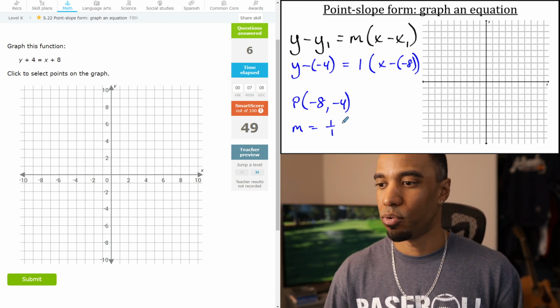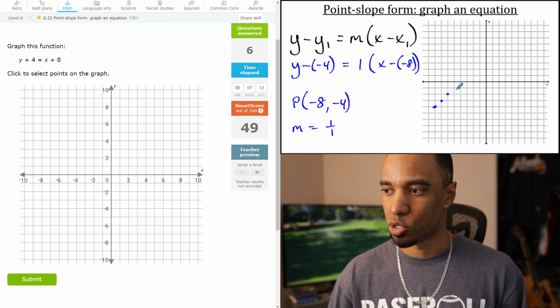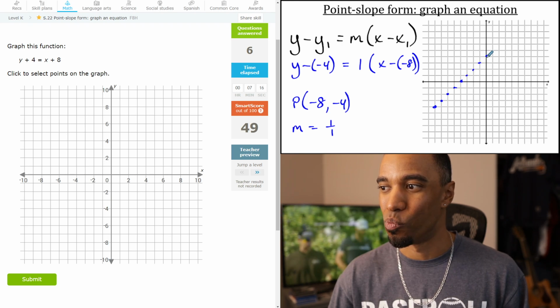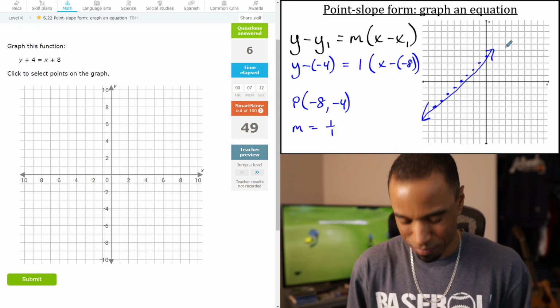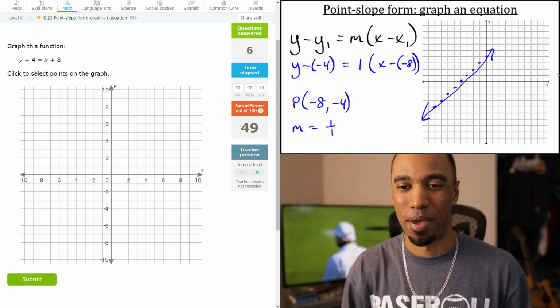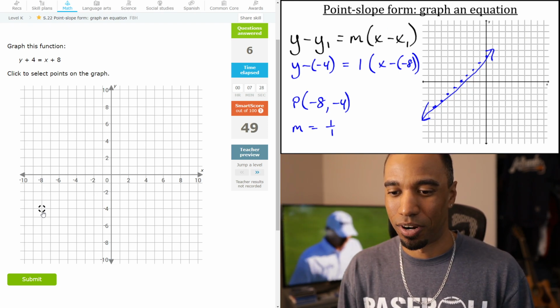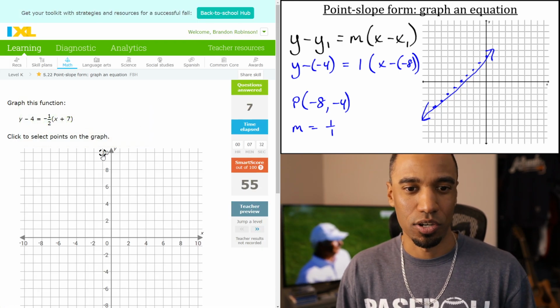So I would be starting right here, and I'd rise 1, run 1, rise 1, run 1, and so on. Darn it. I wanted to try and do a 5 times fast tongue twister there. I can't do that. I dropped my pen trying to do that. All right, so anyway, I'm going to start at negative 8, negative 4, and I will rise 1, run 1 right there. Boom. I will try and do that 5 times fast.